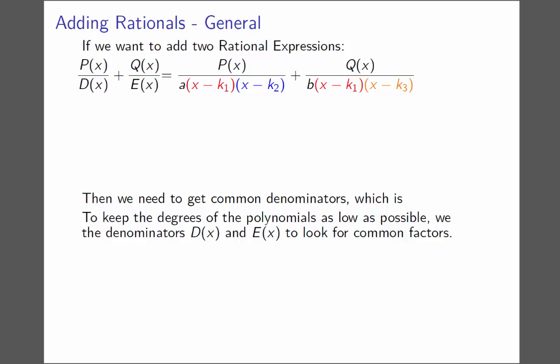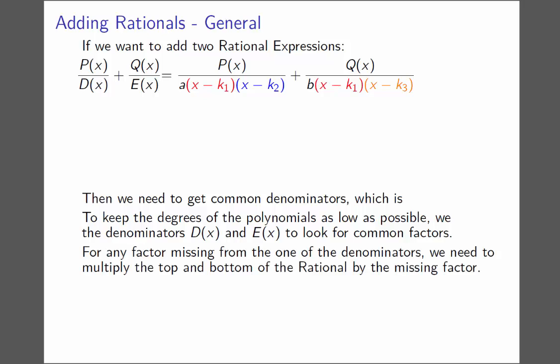For example, d of x may be the quadratic a times x minus k1 times x minus k2, while e of x is the quadratic b times x minus k1 times x minus k3. However, we could have higher degree polynomials, and we do this the same way. Now, for any missing factor from one of the denominators, we need to multiply the top and bottom of that rational by the missing factor.